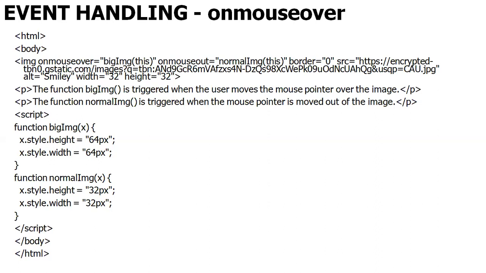Then alt: the smiley image, with width 32 and height 32. The paragraph says the function bigImg is triggered when the mouse pointer moves over the image, and the function normalImg is triggered when the mouse pointer moves out of the image. In the script tag, we have the functions bigImg and normalImg. The script tag, body tag, and HTML should be closed.